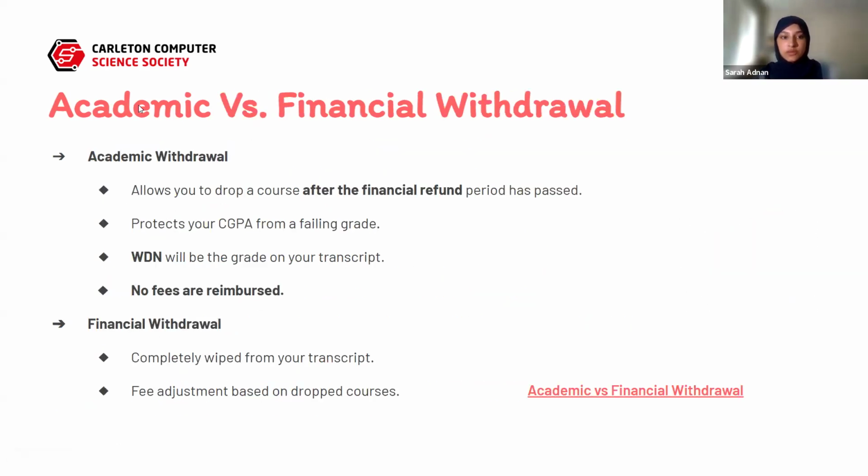It's important to know the difference between an academic versus a financial withdrawal. An academic withdrawal allows you to drop a course after the financial refund period has passed. This protects your CGPA from a failing grade, and WDN will be the grade on your transcript. However, no fees are reimbursed. Whereas with a financial withdrawal, it's completely wiped from your transcript, and a fee adjustment based on dropped courses will happen.